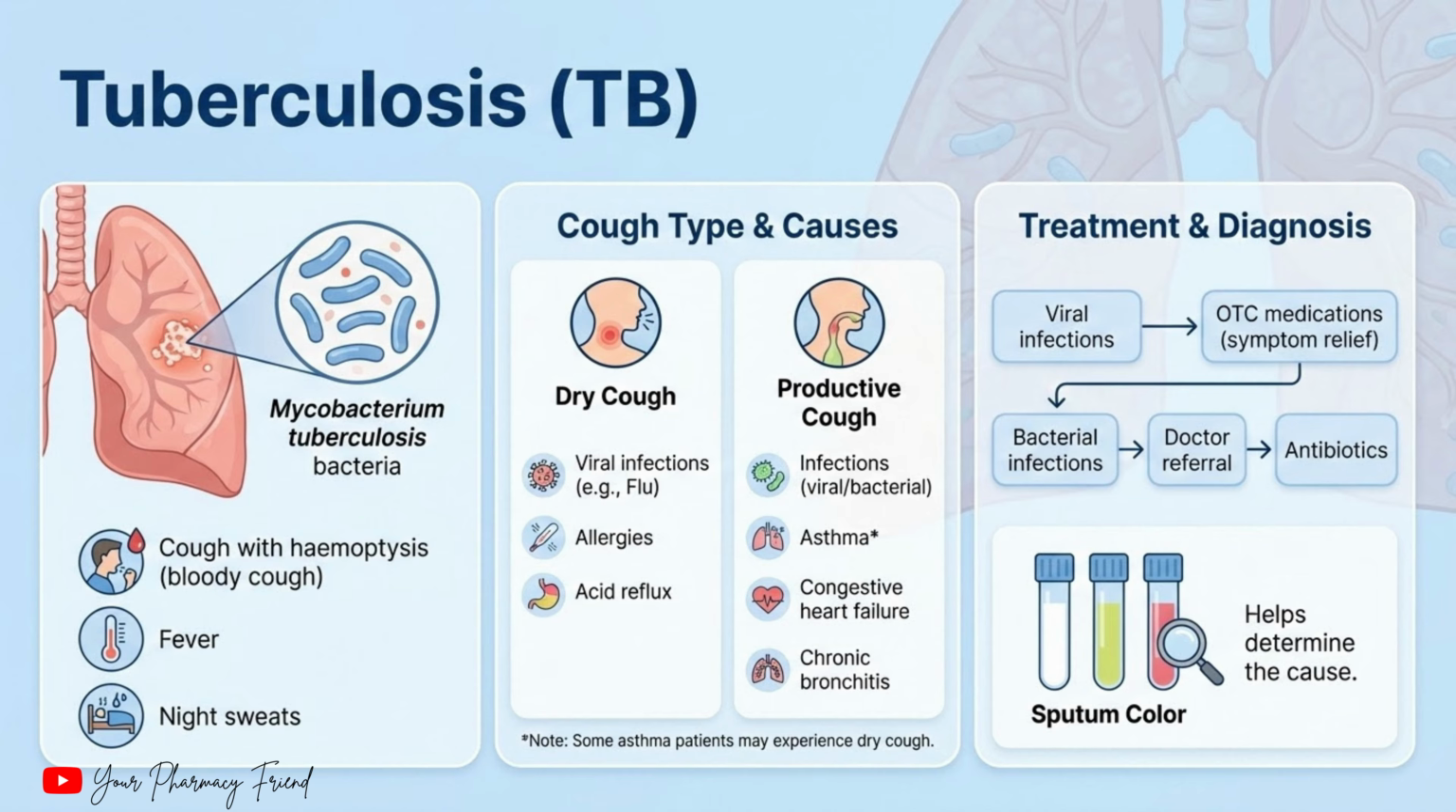Coughs can be dry or productive, caused by infections, allergies, acid reflux, or underlying conditions like asthma or chronic bronchitis. It is important to note, however, that some patients with asthma may experience a dry cough rather than a productive one. Diagnosis involves sputum analysis. In general, viral infections are managed with over-the-counter medications aimed at relieving symptoms, whereas bacterial infections require referral to a physician for appropriate antibiotic therapy.